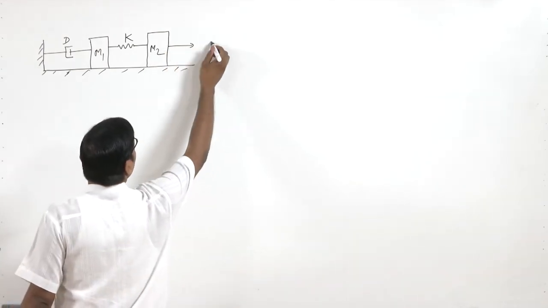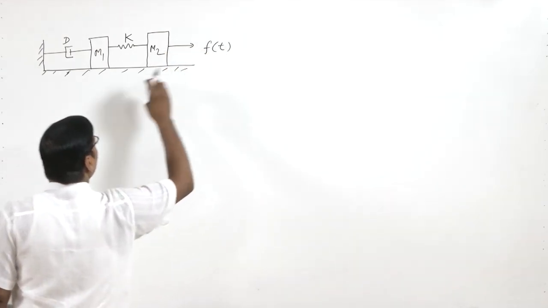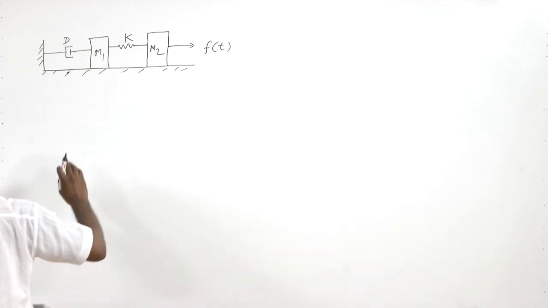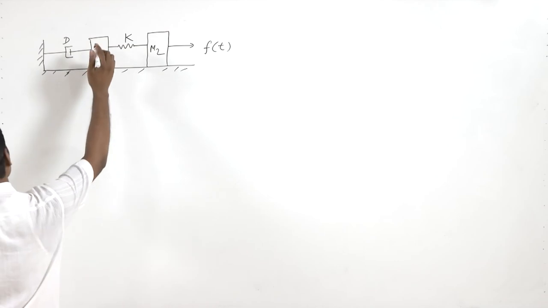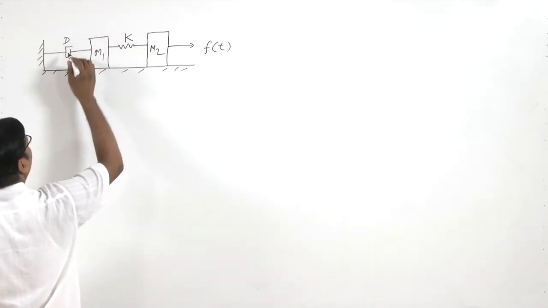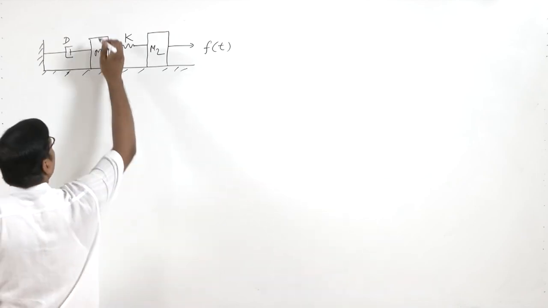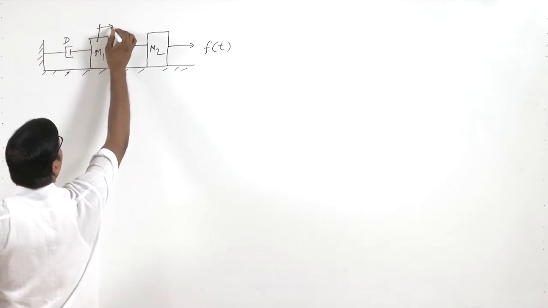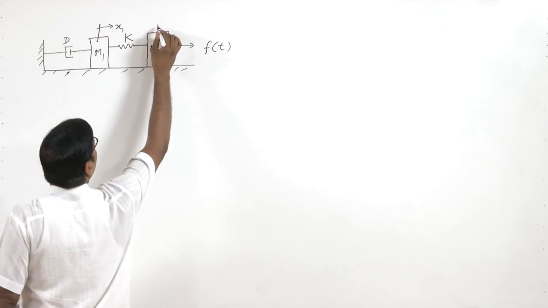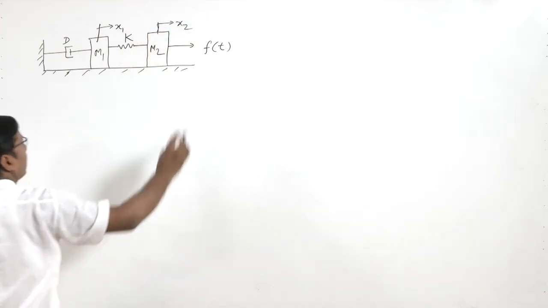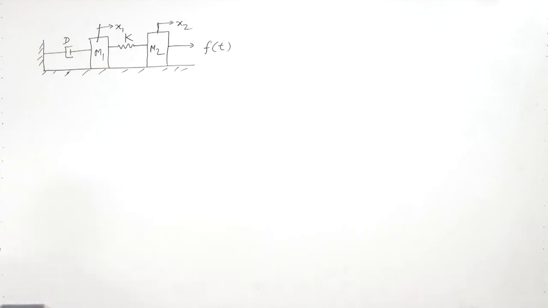So here we can see we have a system comprising the two masses m1 and m2, a damper d, and a spring k. Here we have x1 and x2, which are the displacements with time t.